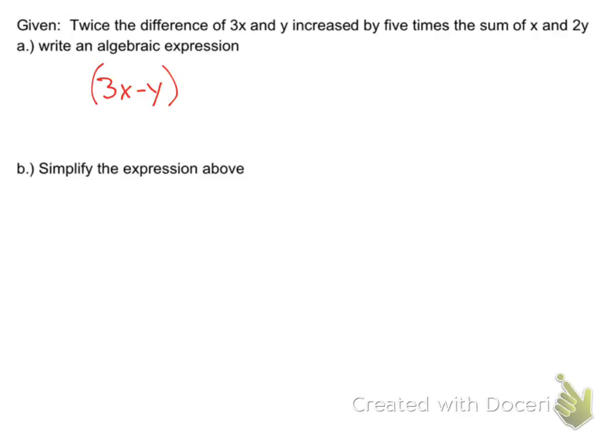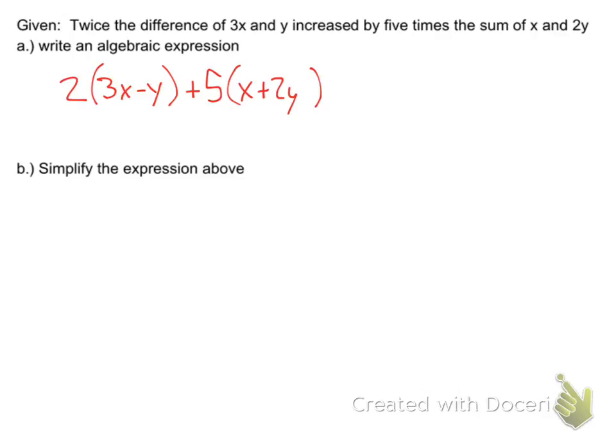We are twice the size, which means on the outside of it needs to have a 2. And then it says this thing is increased by, I'll add, 5 times a different quantity of what? The sum. What's the sum mean? It's add, so x plus 2y. That was part A. Part B says simplify it.